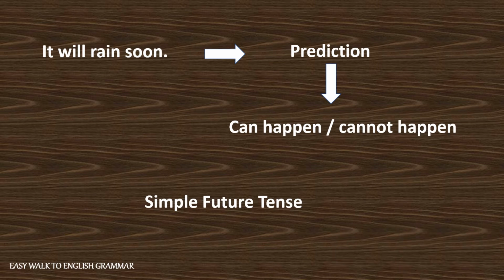Once more, let me repeat. We can use simple future tense to tell a prediction. In order to understand this, you have to completely understand what a prediction is. For that, if you didn't understand, please do repeat to watch the video.